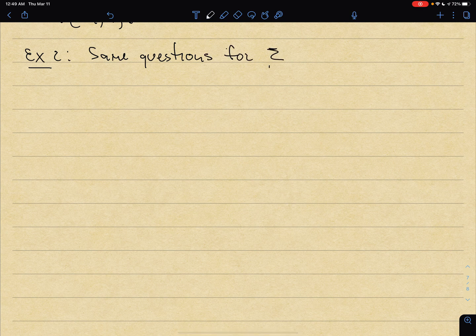For the sum n from 0 to infinity of x to the n divided by n factorial, let's see what we can do here. Now, I want the interval of convergence, I want the radius of convergence, and I want to see if the sum of the series is a continuous function or not.